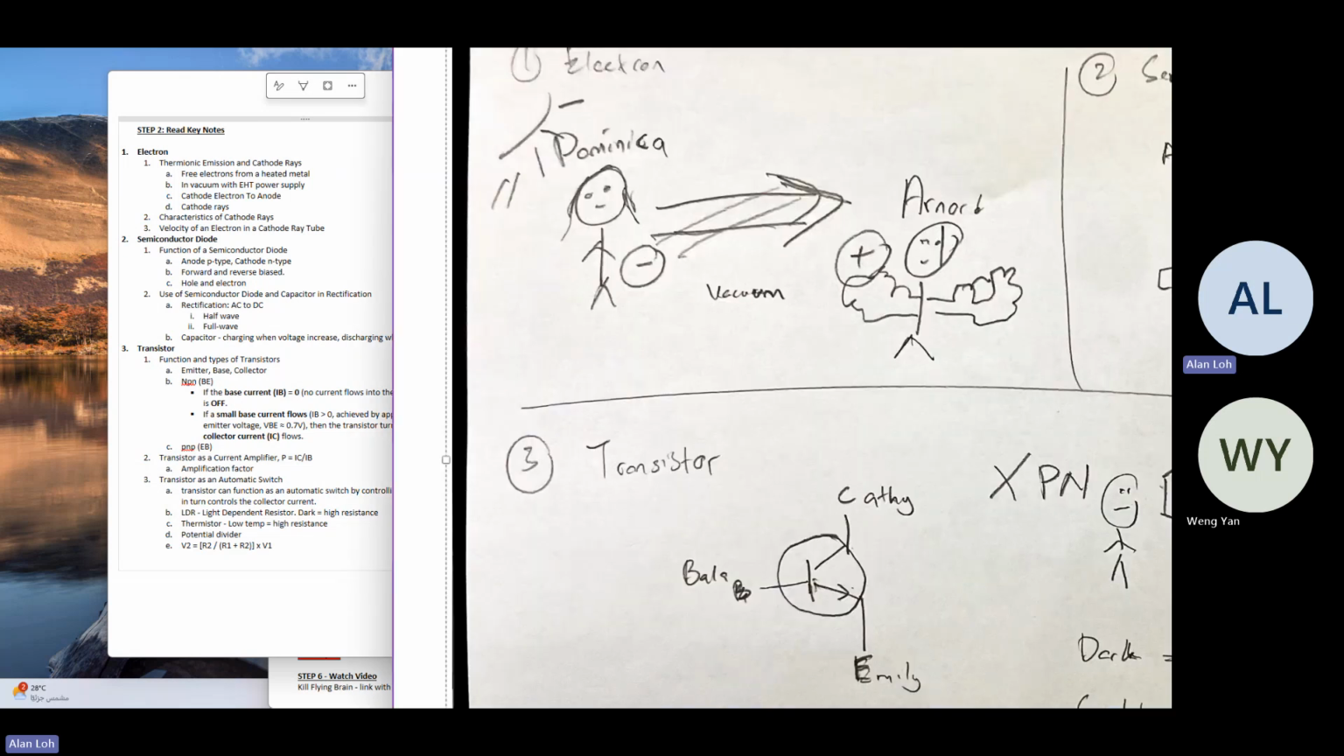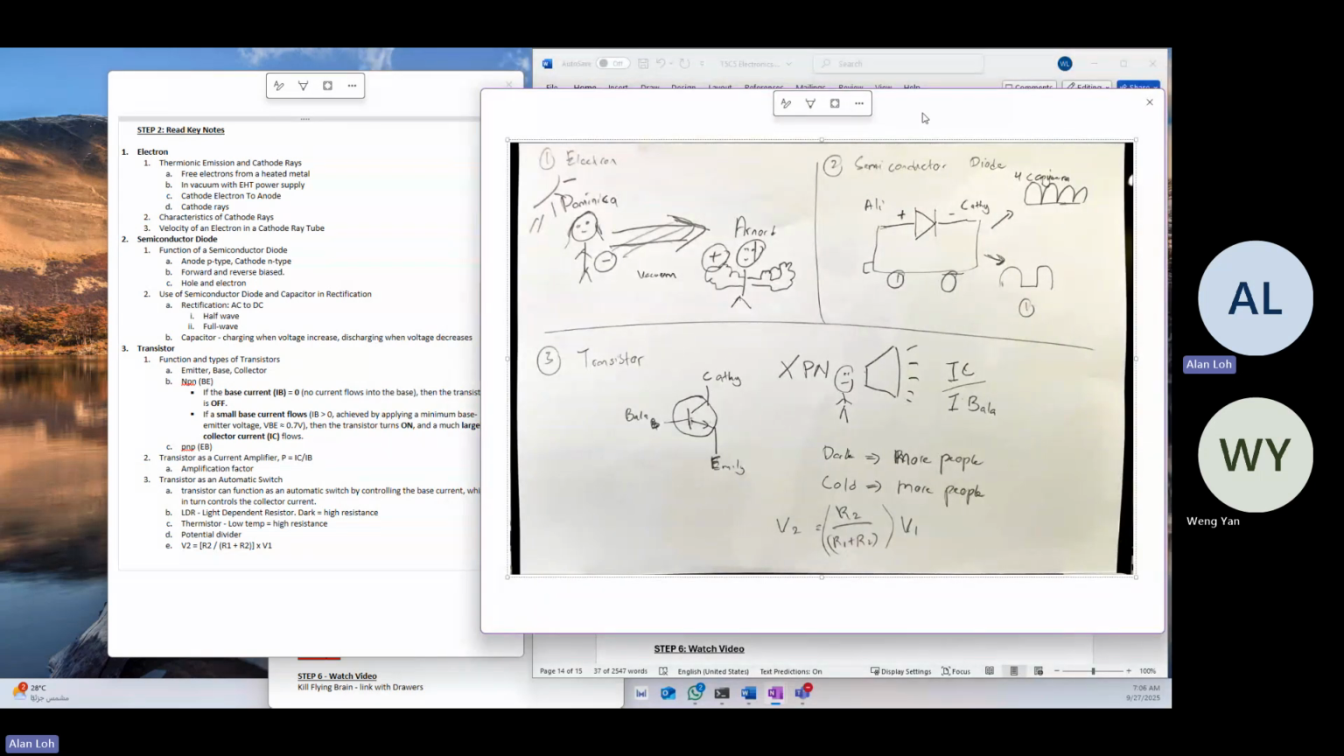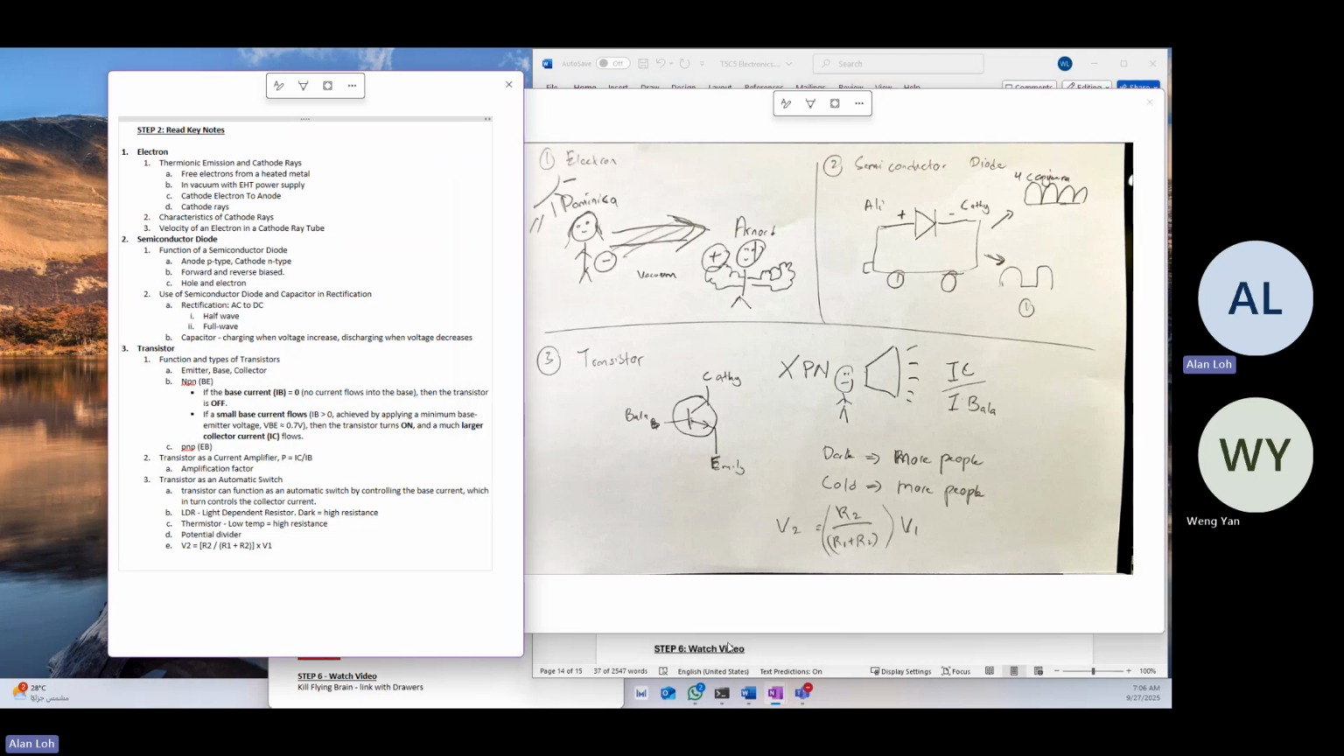And then you have this gathering of people that do not like pizza and noodle. Yes, that is the NPN. And the darker or the colder the weather becomes, the more people come in. So that is to reflect the thermistor and also the LDR.